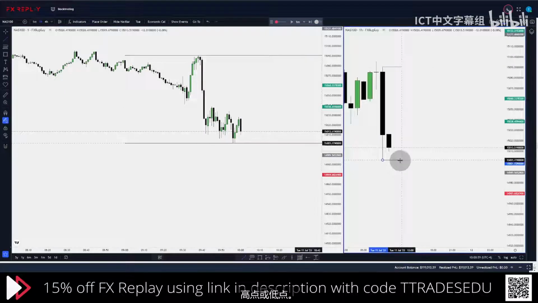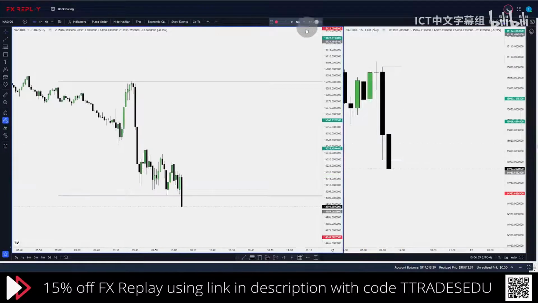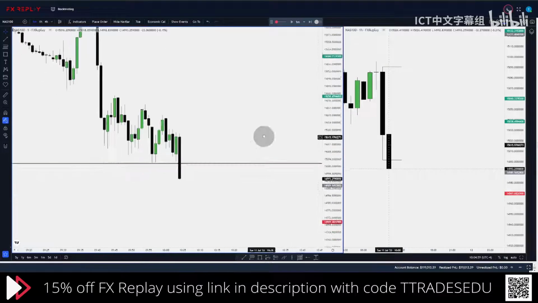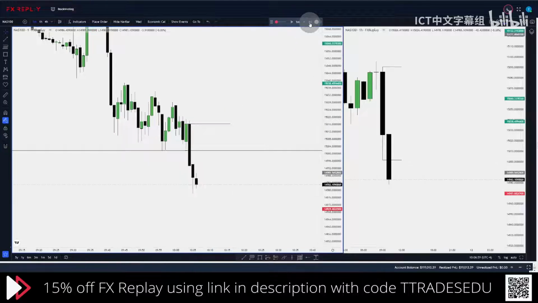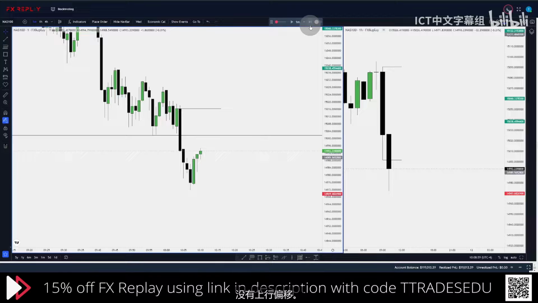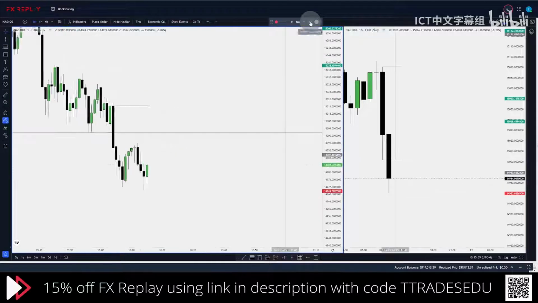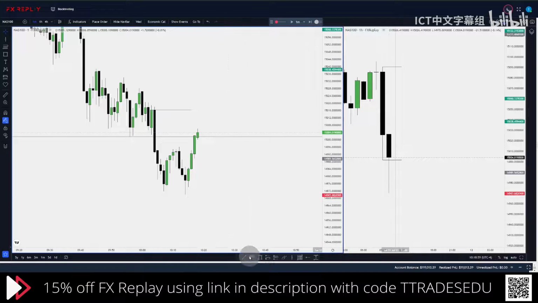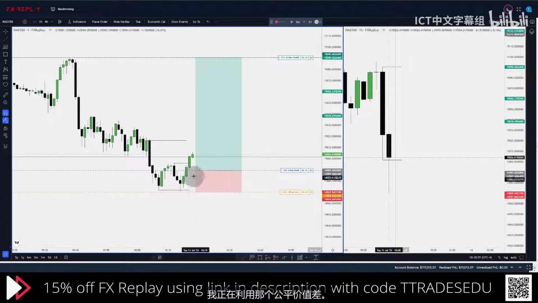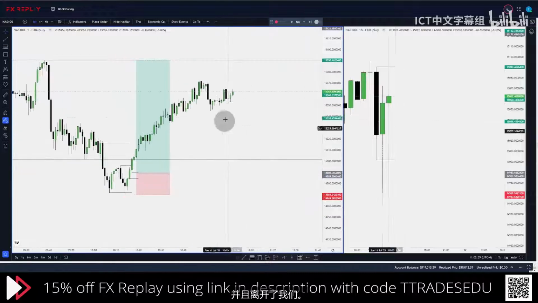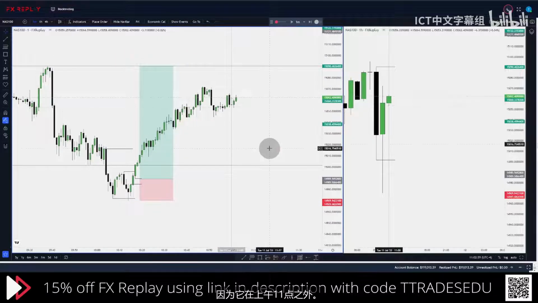Marking out the 9 a.m. high or low. Okay, so we're sweeping this low. So ideally I'd want to see it reach above this high. Okay, no displacement up. Okay, get a sweep, break structure here. So see if we get an entry right here. I'm using that fair value gap. And it leaves without us, so we cancel our order because it's outside the 11 a.m. window.